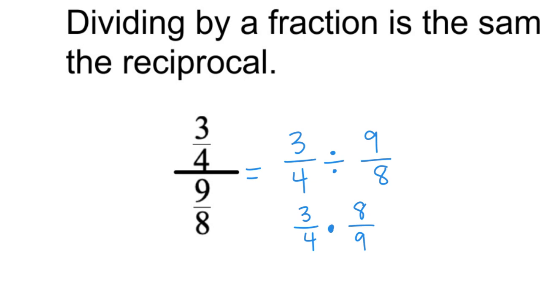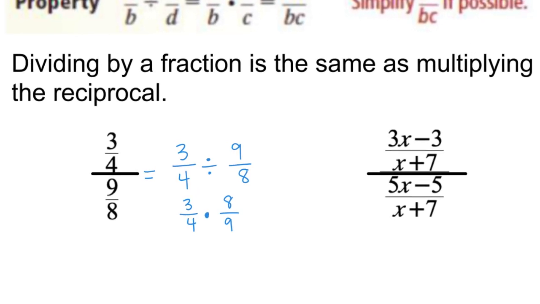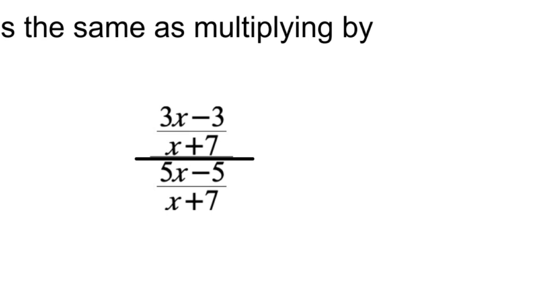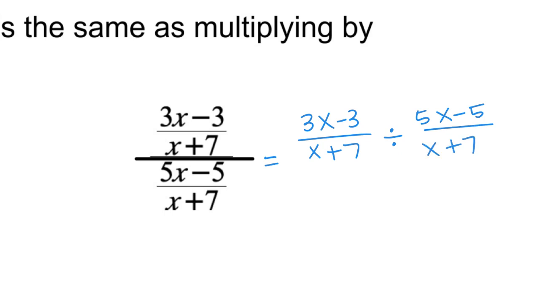So let's look at that with actual rational functions where we put that x into our equation. So let's look at this problem right here. So I'm going to first off rewrite it because I don't like when it looks like this. It looks kind of crazy. So we have 3x minus 3 over an x plus 7 divided by a 5x minus 5 over x plus 7. So to first start off, we are going to change it to multiplication. So I'm going to keep my first fraction exactly the same. I'm going to change to multiplication, and I'm going to flip my second fraction.